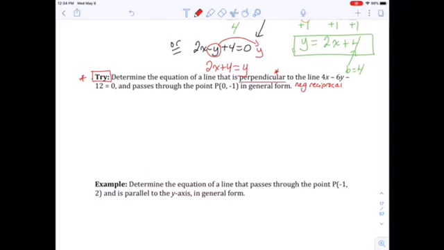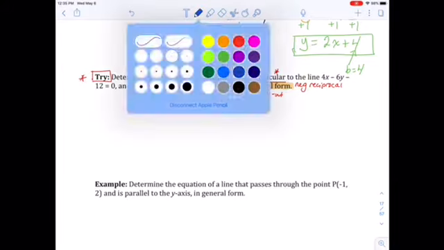The other thing I notice is that it passes through the point P(0, negative 1). So this tells me that when x is 0, y equals negative 1. So that is the y-intercept. So I already have the b value. They're just not giving it to us in direct language, but it's hidden there. And I want to put my answer in general form, which we did in the last unit.